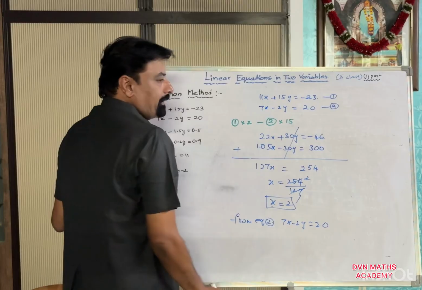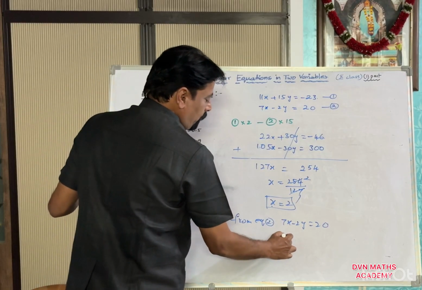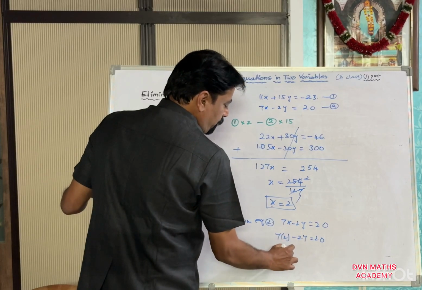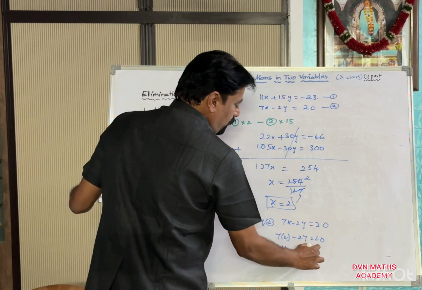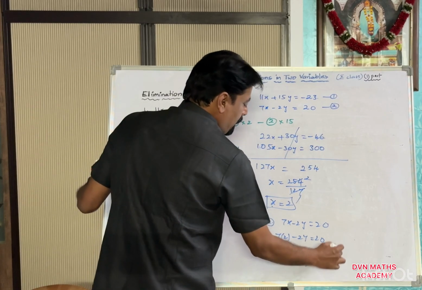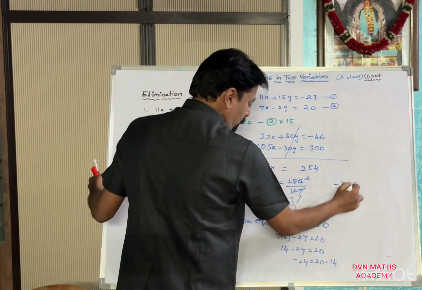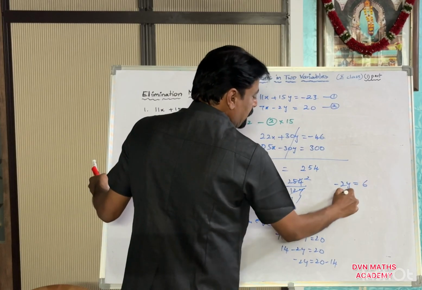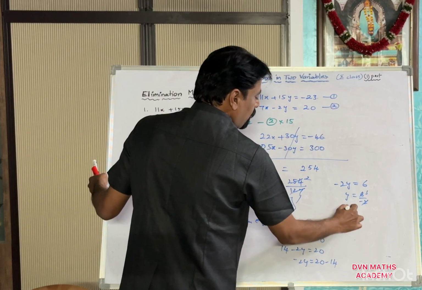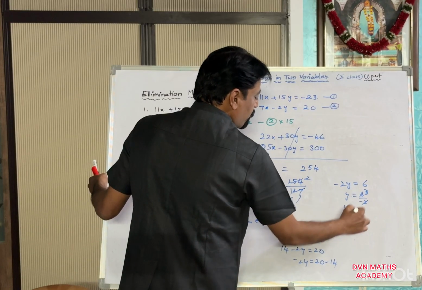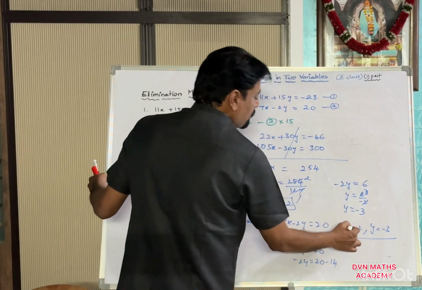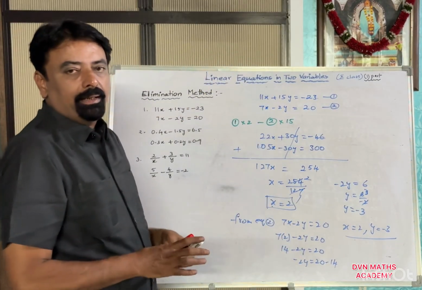Now you substitute the value of x in this equation, that is 7 into 2 minus 2y is equal to 20. 7 into 2 is 14, minus 2y is equal to 20. Minus 2y is equal to 20 minus 14. Therefore, minus 2y is equal to 6. y is equal to 6 by minus 2, this becomes 3. So y is equal to minus 3. So x is equal to 2 and y is equal to minus 3. So this is the solution of the given linear equations.